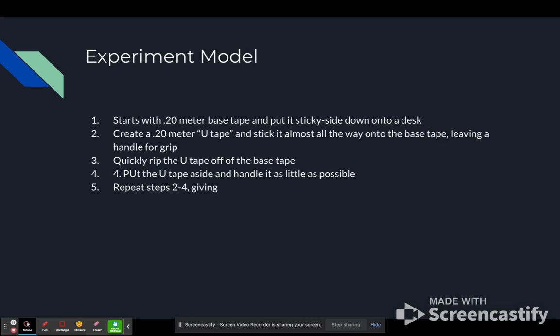Experiment model. We start with a 0.2 meter base tape and put it sticky side down onto a desk. We then create a 0.2 meter U-tape and stick it almost all the way onto the base tape, leaving a handle for the grip. We quickly rip the U-tape off the base tape. You then put the U-tape aside and handle it as little as possible. Repeat steps 2 to 4.